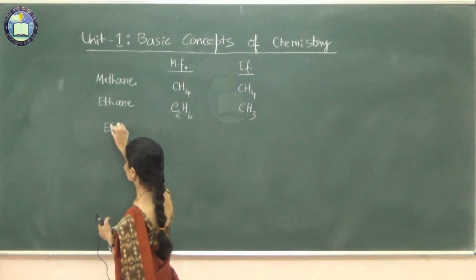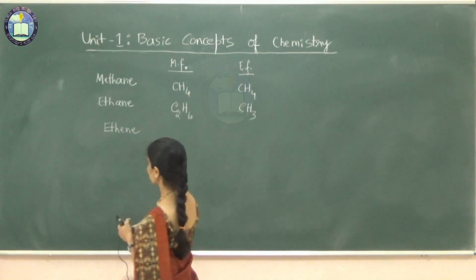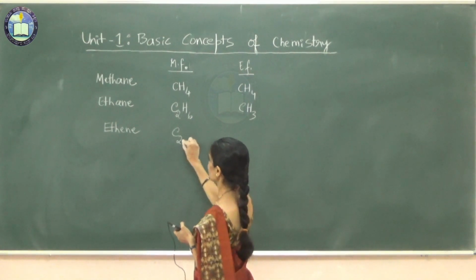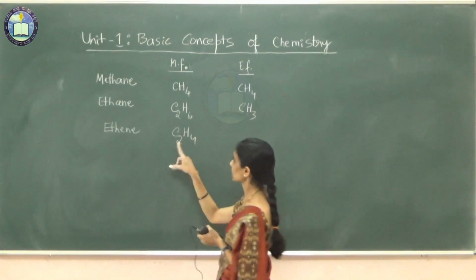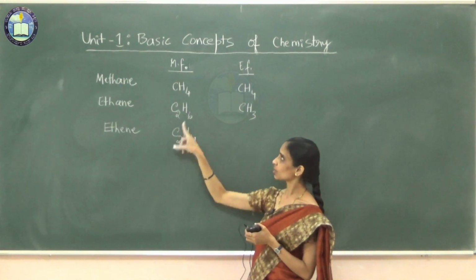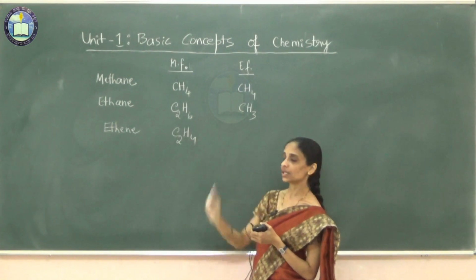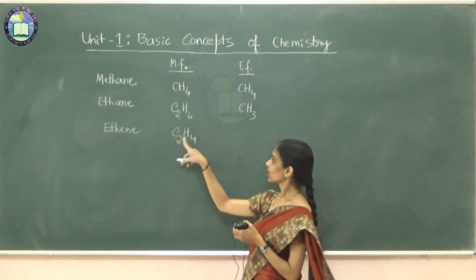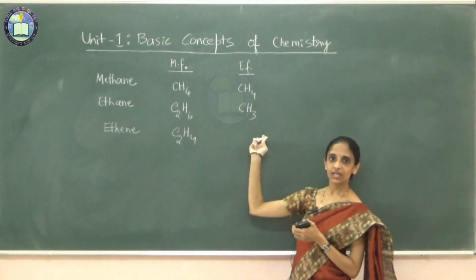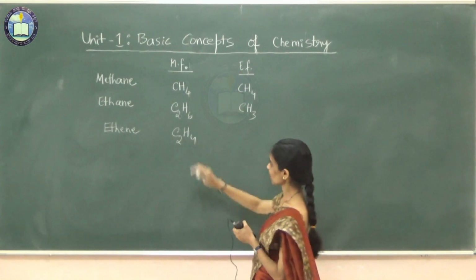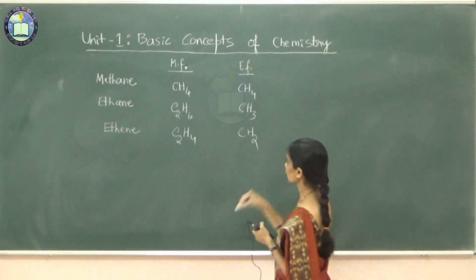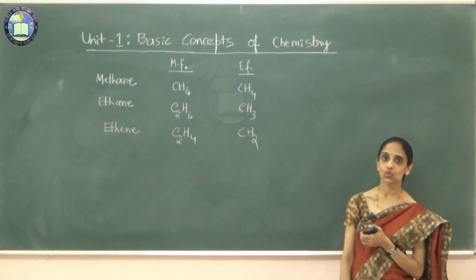I will go to the first alkene, nothing but ethene. It has the molecular formula C2H4. The same number of carbons as ethane, but hydrogens are 2 less. Okay, so what about the empirical formula? You can simplify it by dividing it by 2, then you get CH2.